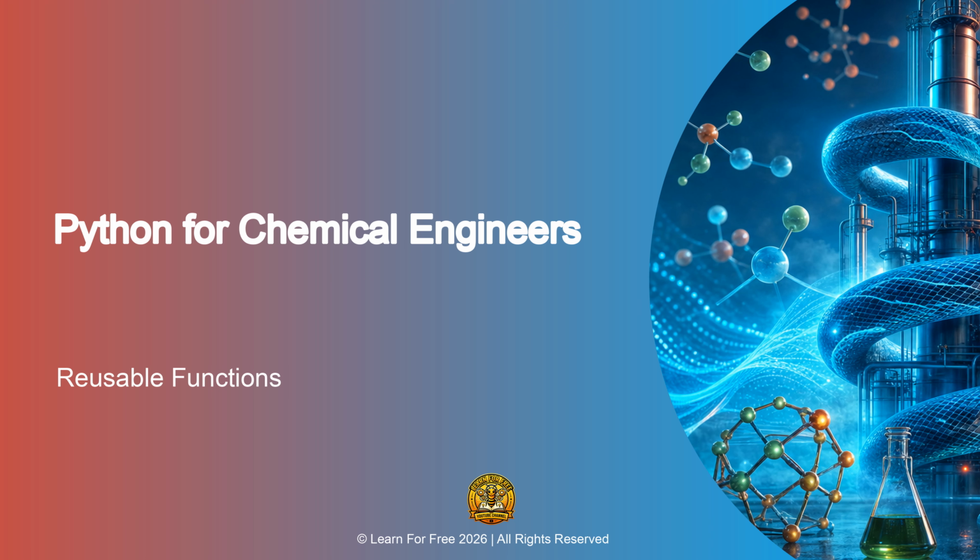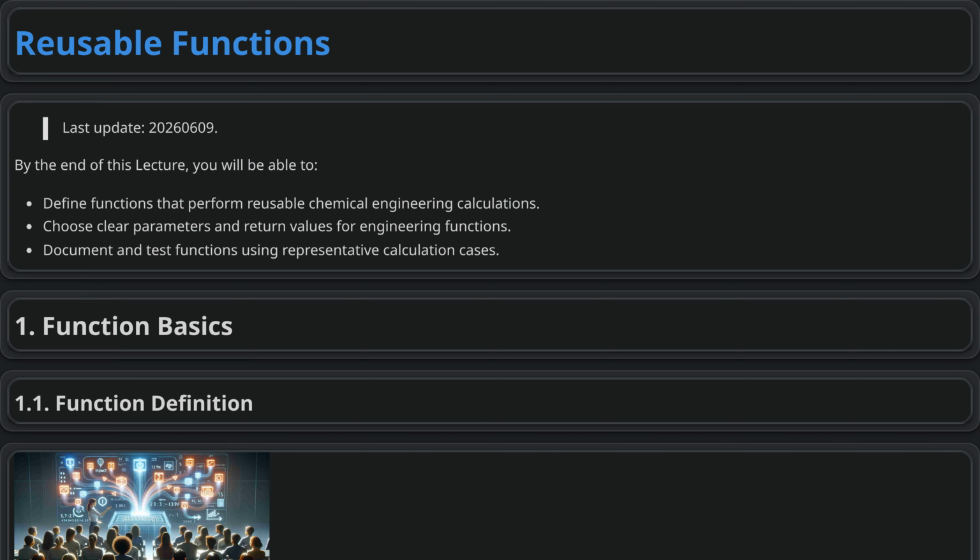Module 3, Lecture A, Reusable Functions. By the end of this lecture, you will be able to define functions that perform reusable chemical engineering calculations, choose clear parameters and return values for engineering functions, and document and test functions using representative calculation cases.